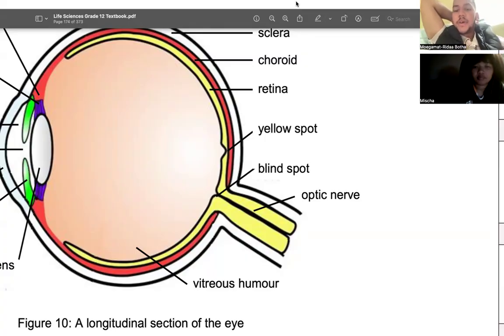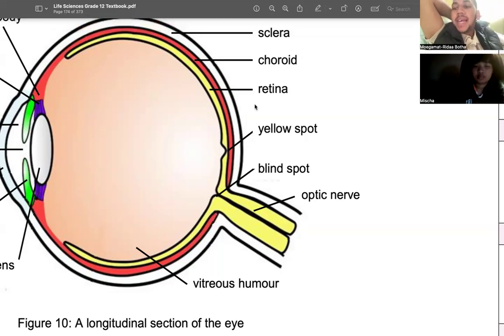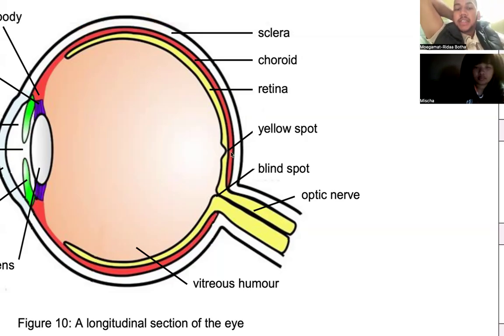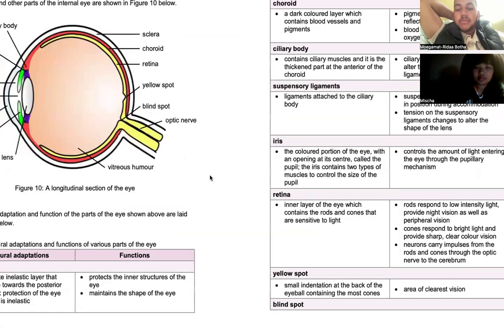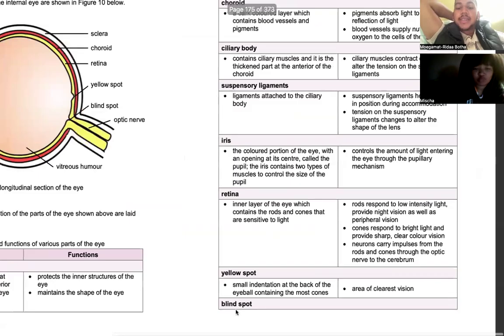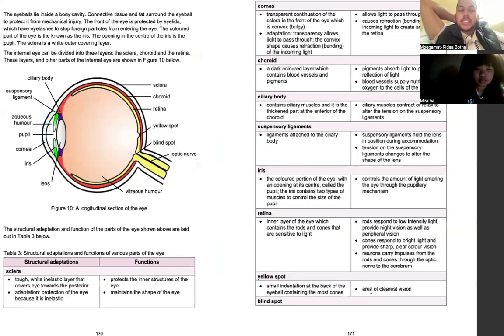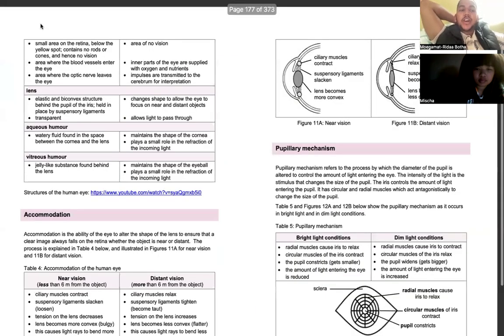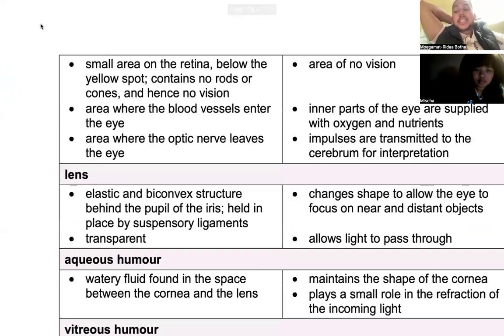There's the yellow spot and the blind spot. The blind spot is over here by the optic nerve. The yellow spot is over there. The purpose of the yellow spot is that it is a small indentation at the back of the eyeball containing the most cones, and that's the area of clearest vision. The blind spot, on the other hand, is a small area on the retina below the yellow spot which contains no rods or cones and hence no vision. It's the area where the blood vessels.